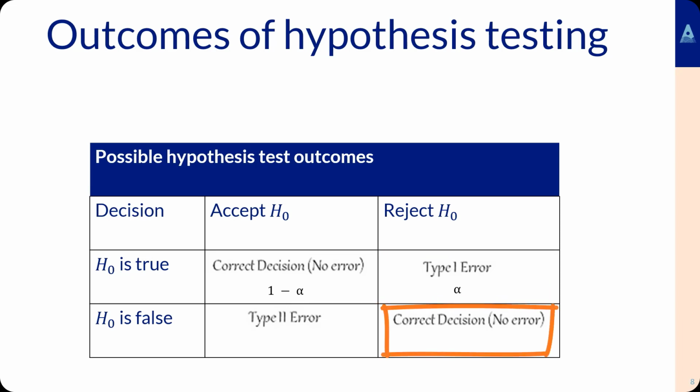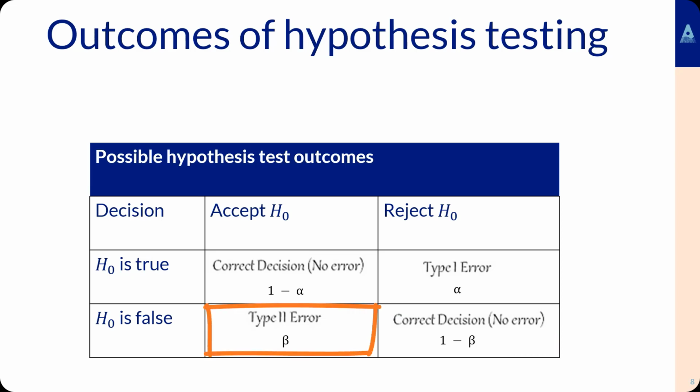For the opposite correct decision, where we reject the null hypothesis and it was false, the probability is 1 minus beta, which is known as the power of the test. So we want that to be high, obviously, and that means we want beta to be low. So beta is the probability of a type 2 error. It's different from alpha.